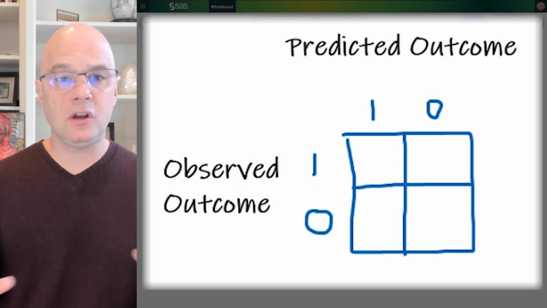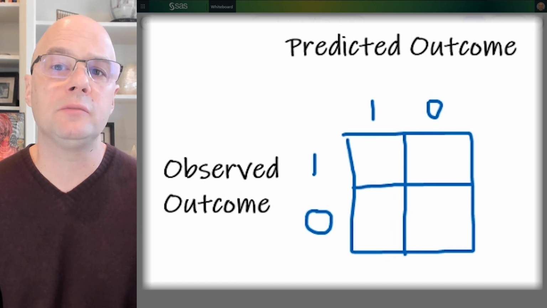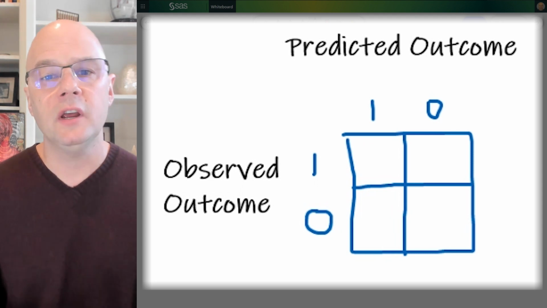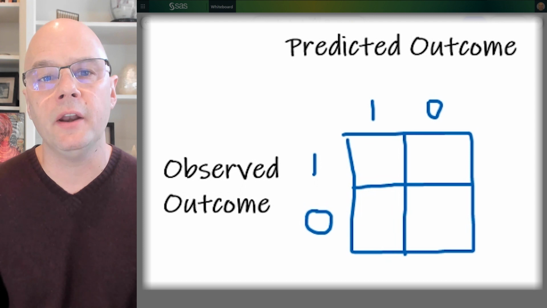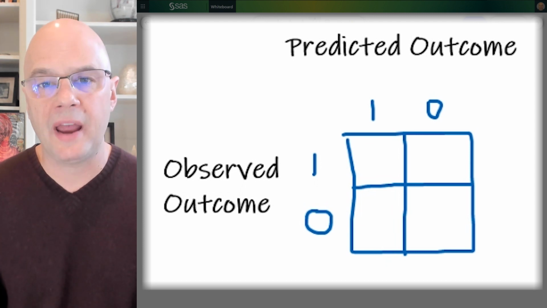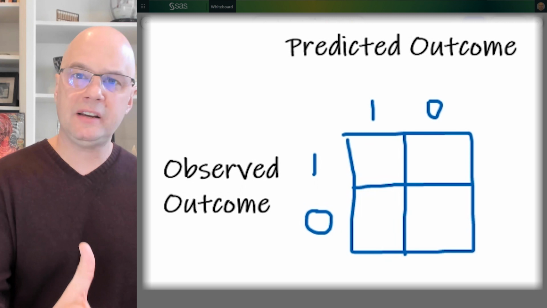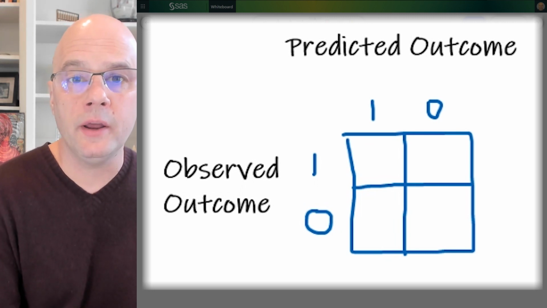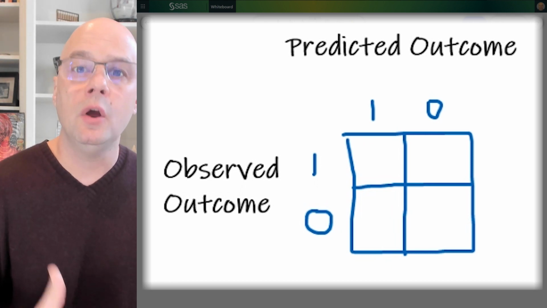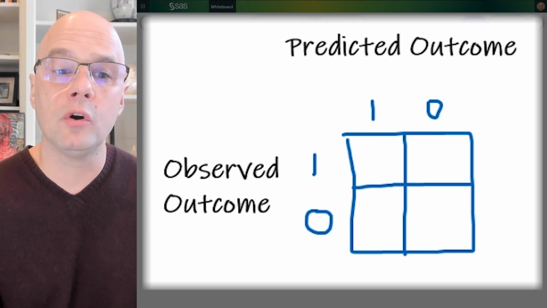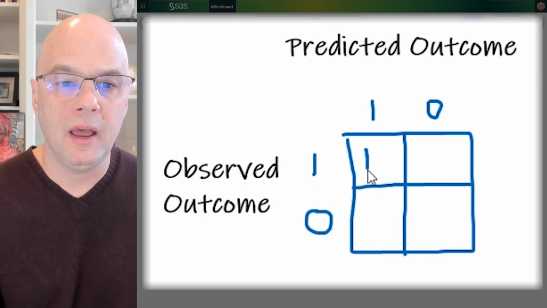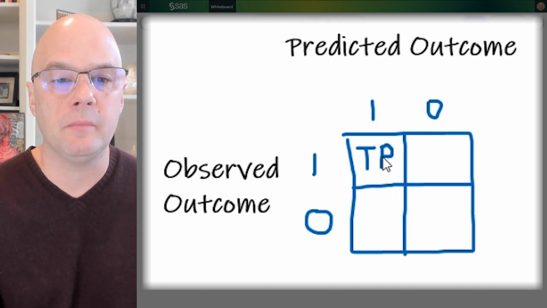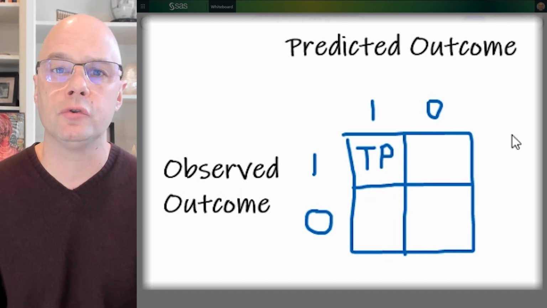Now that doesn't mean anything's gone wrong. It just means that the model has predicted a case as a 0. Now, using this confusion matrix, there's two terms that we can define when a model makes a correct decision. If the model predicts a case as a 1, and the observed outcome for that case actually was a 1, then that's a positive prediction, which is correct. In other words, a true positive prediction. And such a case would fall into the upper left-hand cell of my confusion matrix. I'll just abbreviate that as TP for true positive.